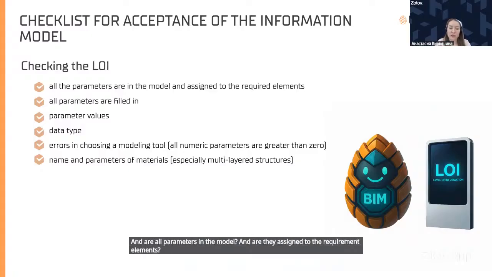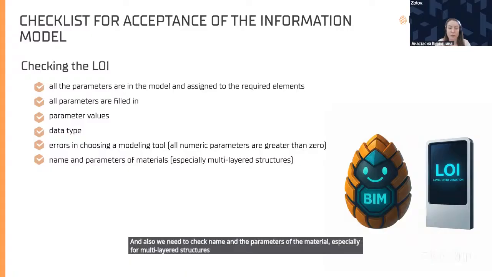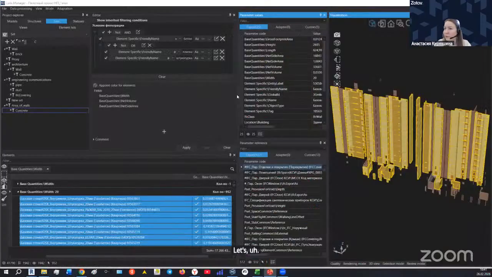Also, we can check errors in choosing modeling tools. For example, all numeric parameters are greater than 0. And we also need to check the name and the parameters of the material, especially for multi-layered structures, for example walls, floors, ceilings. Let's check it in the program.